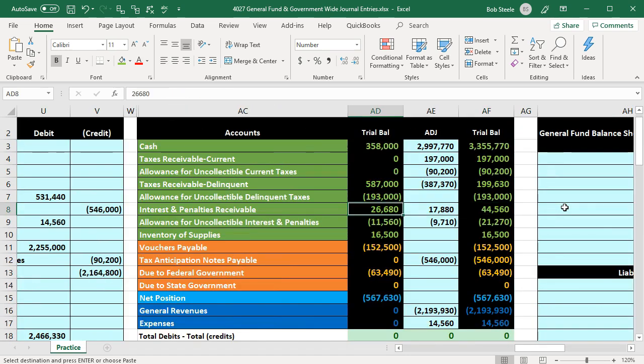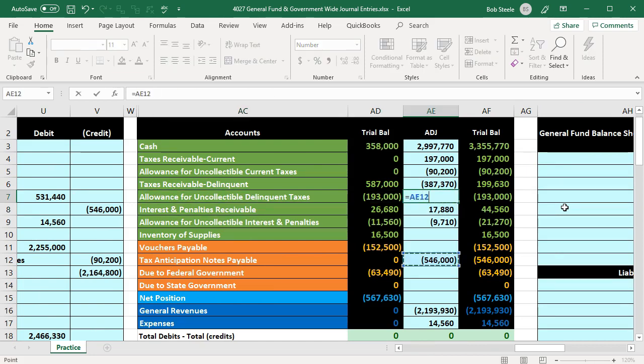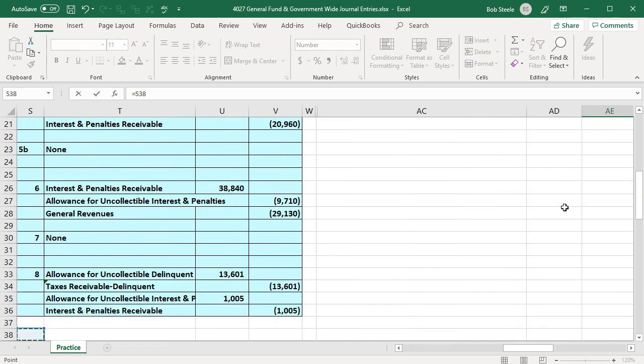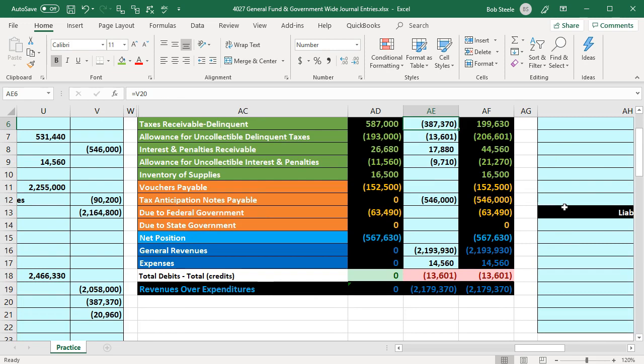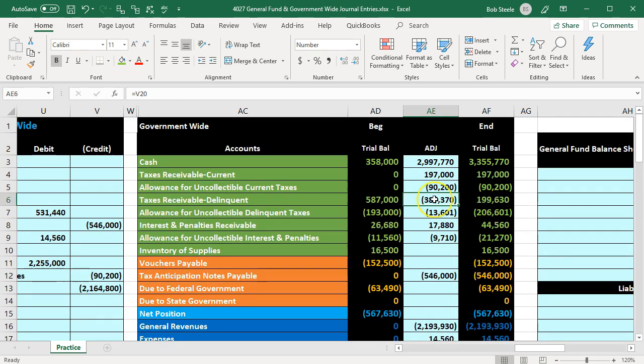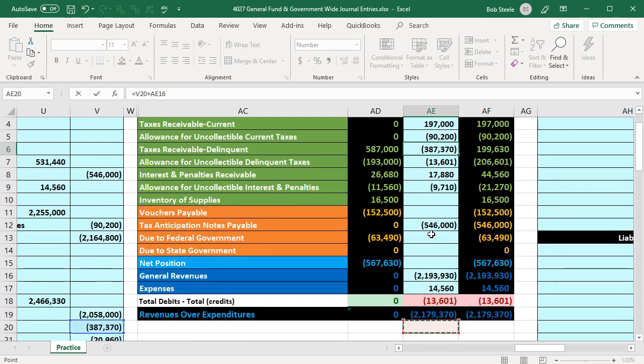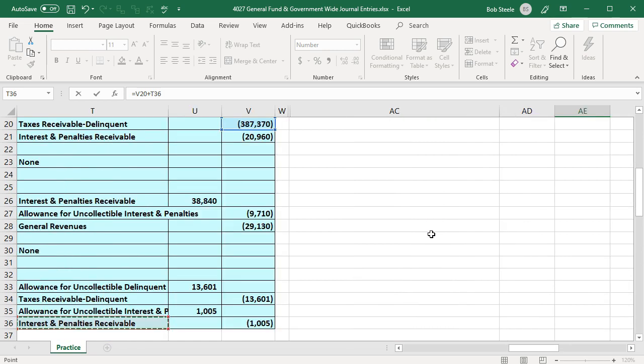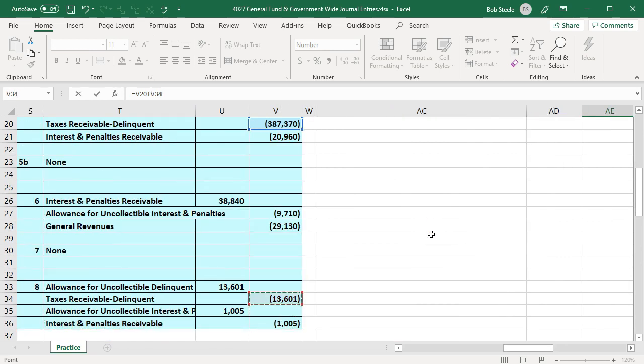Allowance for uncollectible. So that's going to be here. Equals. Scrolling back down. And there's the 1306. And then right above it is the delinquent taxes receivable. Plus, put the cursor back down. And we will pick up the credit.